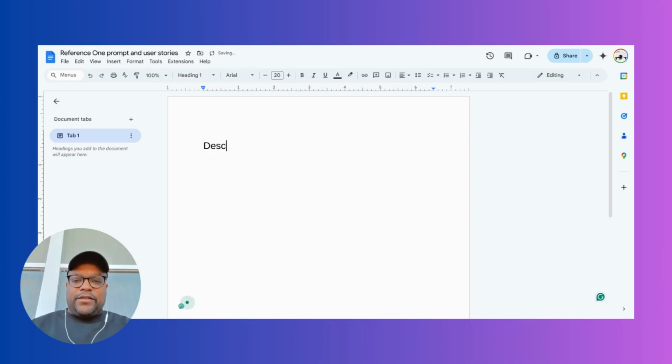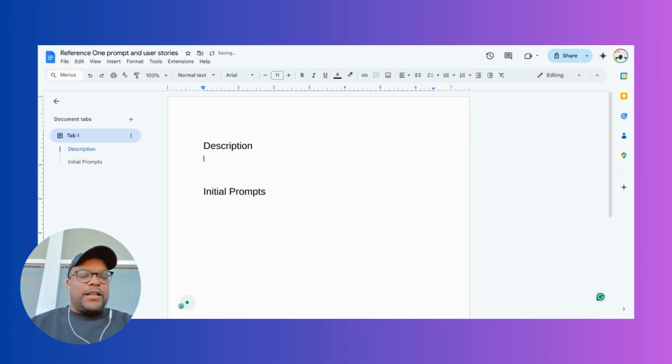So essentially, I go into a Google Doc and I create a couple of things. First I do a description. This just helps me keep in focus what I'm trying to build. And when I don't use the description for Bolt, I use the initial prompts. It might be something like, it's called Reference One, and essentially you learn that over time.